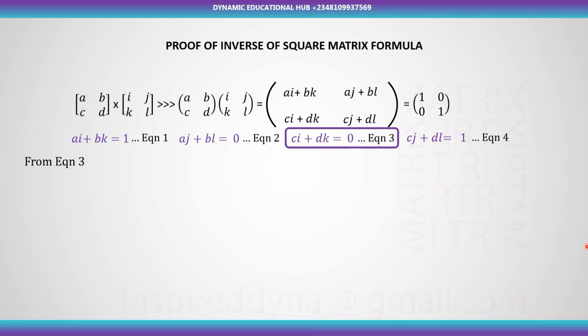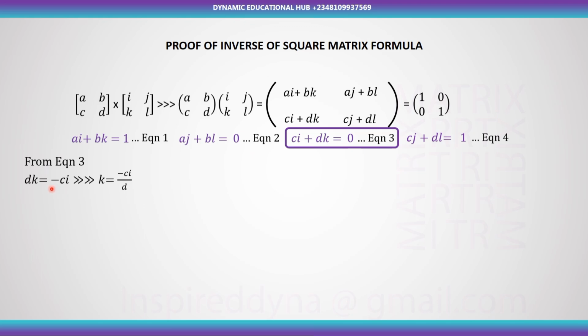Since we want to find the value of I, J, K, L in terms of A, B, C, D, it is proper for us to always make any one of them the subject of the formula. So from equation 3, we can rearrange equation 3 and make K the subject of the formula. To do that, you transform this to the other side.